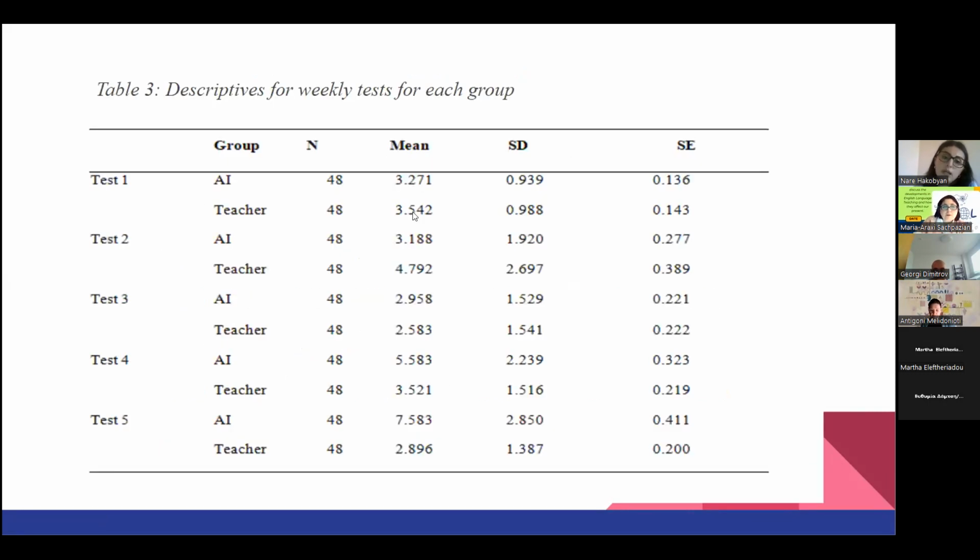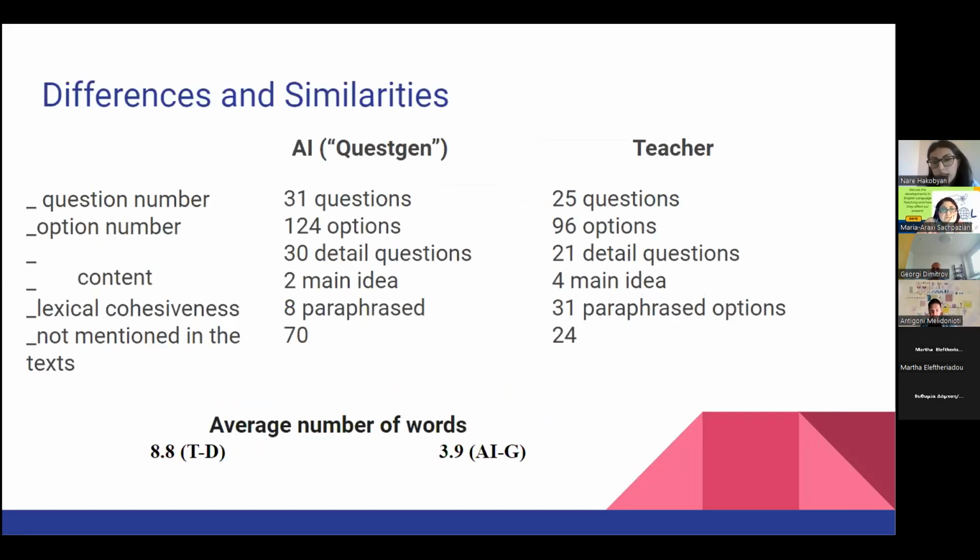Overall, looking at the means, students performed higher in artificial intelligence generated tests, as we see during weeks 3, 4, 5. However, there were high scores from teacher designed tests during week 1 and week 2. Of course, these findings have to be interpreted in terms of the differences existing between the tests.